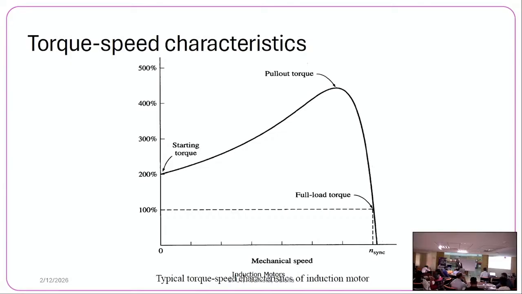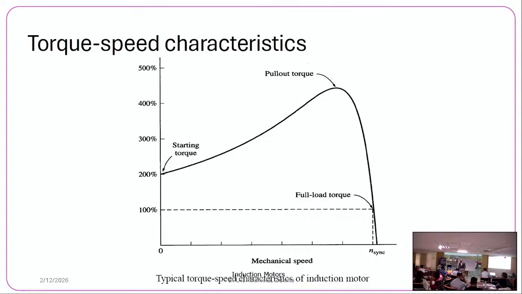The y-axis is the electromagnetic torque. At mechanical speed 0, the torque is 200. The full load torque, the rated torque, is taken as 100%. Rated torque corresponds to rated voltage and rated current.